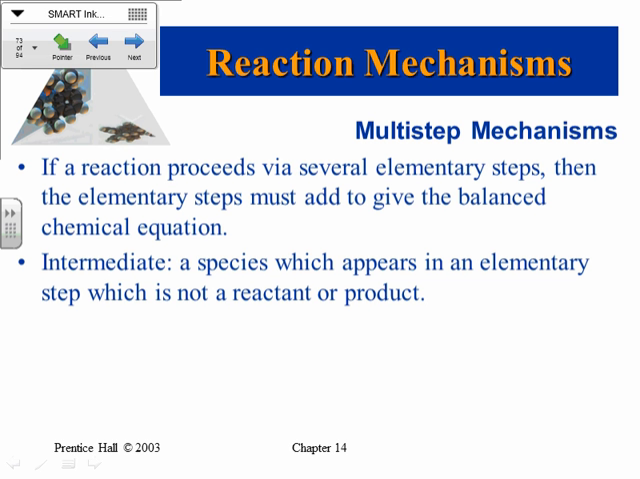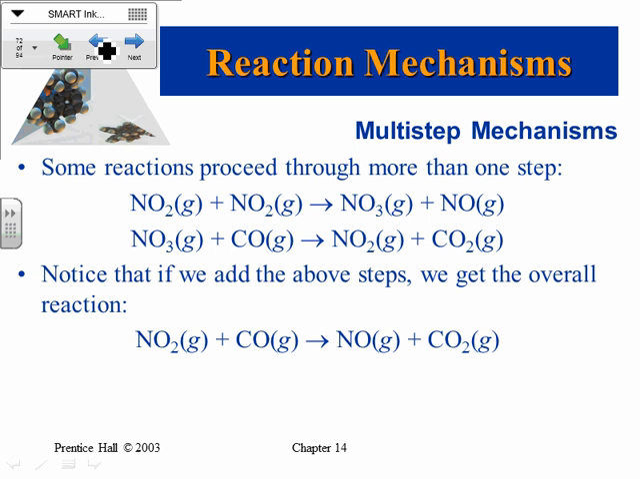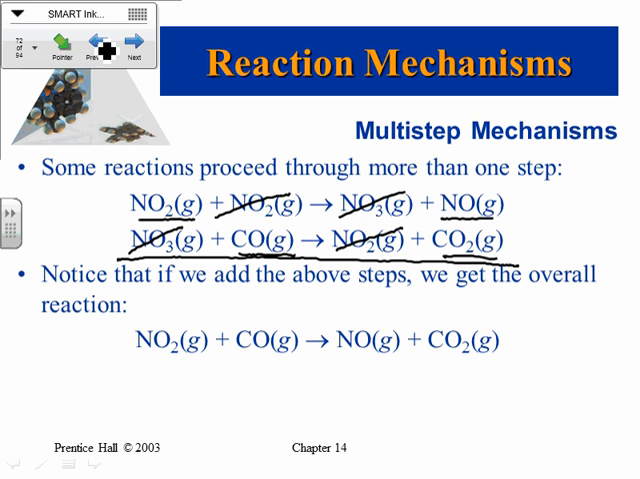So here's the rules. Well, the main rule. If a reaction proceeds via elementary steps, then when you add the elementary steps together, it must add up to give the balanced chemical equation. So notice over here, if I add these two equations together, do kind of a Hess's law type thing, the NO3's cancel, right? One of the NO2's ends up canceling, and then you end up with NO2 plus CO yields NO plus CO2, which is exactly what we have in the balanced chemical equation.